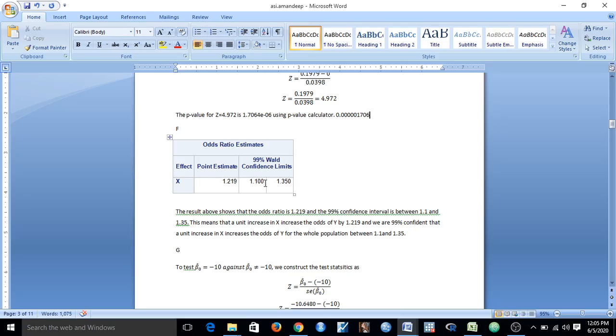So this is the interpretation. The interpretation of the point estimate for the odds ratio is that a unit increase in x will increase the odds of y by this amount, by 1.219. Then for the confidence limit, we say we are 99% confident that a unit increase in x will increase the odds of y for the whole population by a value between 1.1 and 1.35.